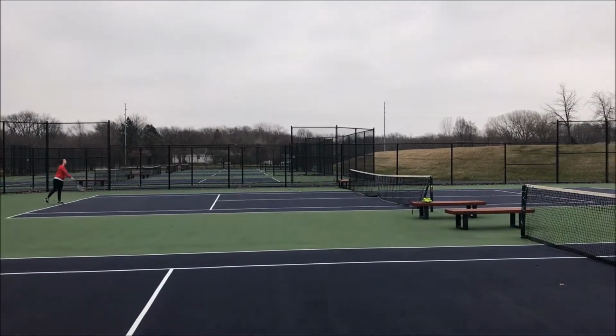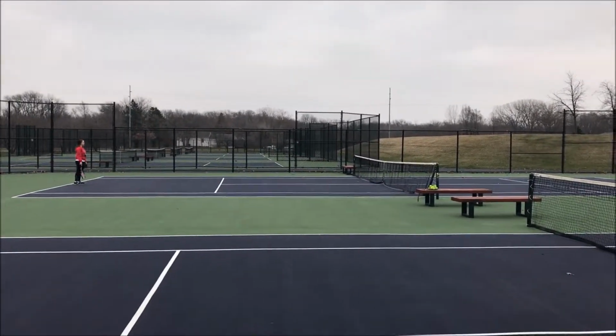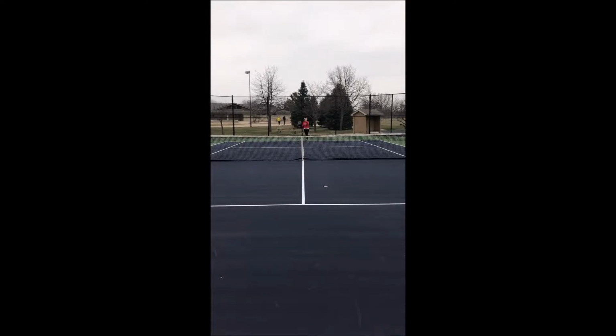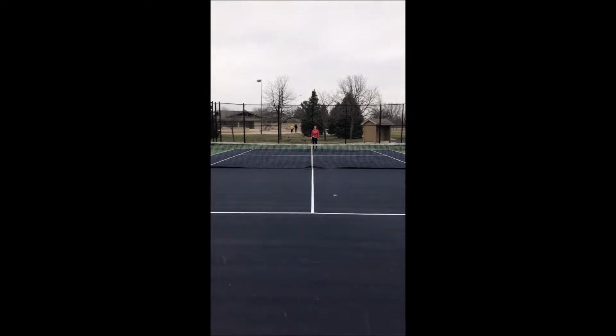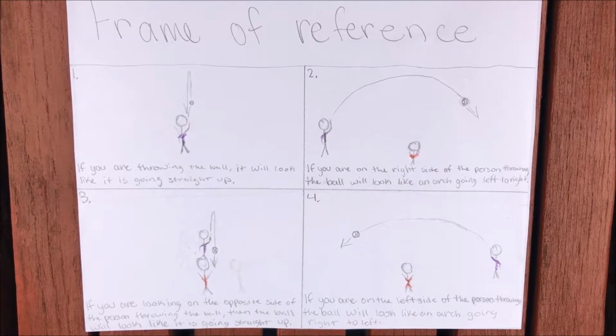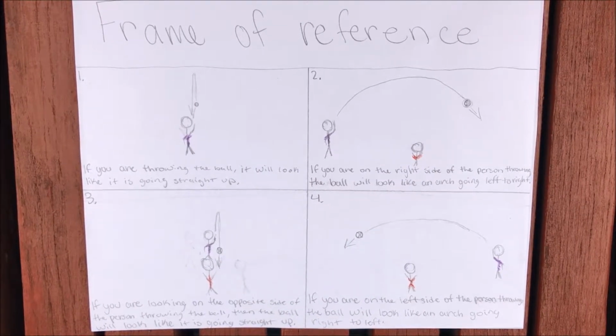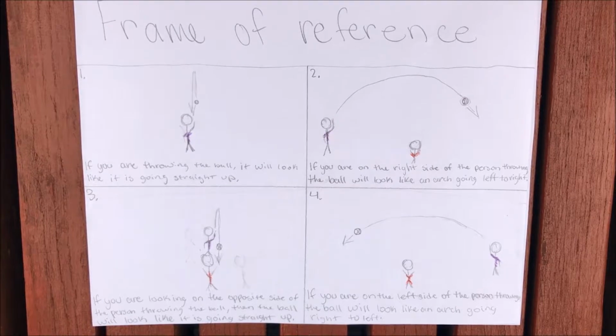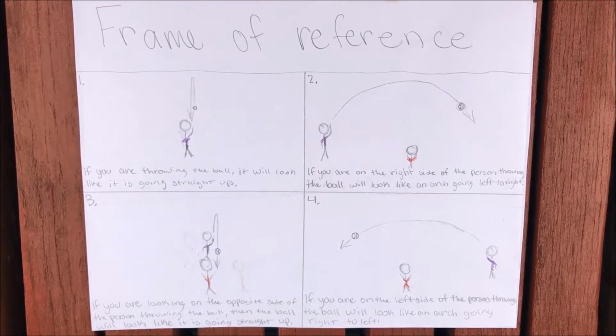From this frame of reference, the ball looks like it is going in an arc from left to right. From this frame of reference, the ball looks like it is going in a straight path. A frame of reference could be described as a set of axes with reference to which the position or motion of something is described or physical laws are formulated.